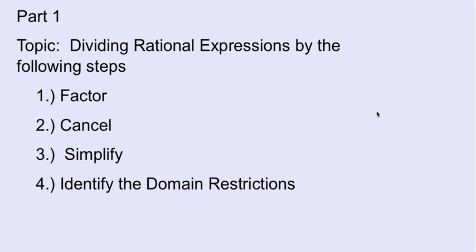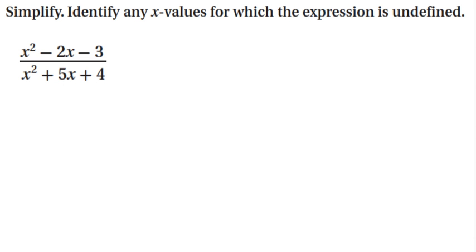This lesson is on dividing rational expressions. We're going to do the following steps. We're going to factor the polynomials. We're going to cancel any common factors. We'll simplify, and then identify if there are any domain restrictions. So here's an example. We have a polynomial in the numerator and a polynomial in the denominator.